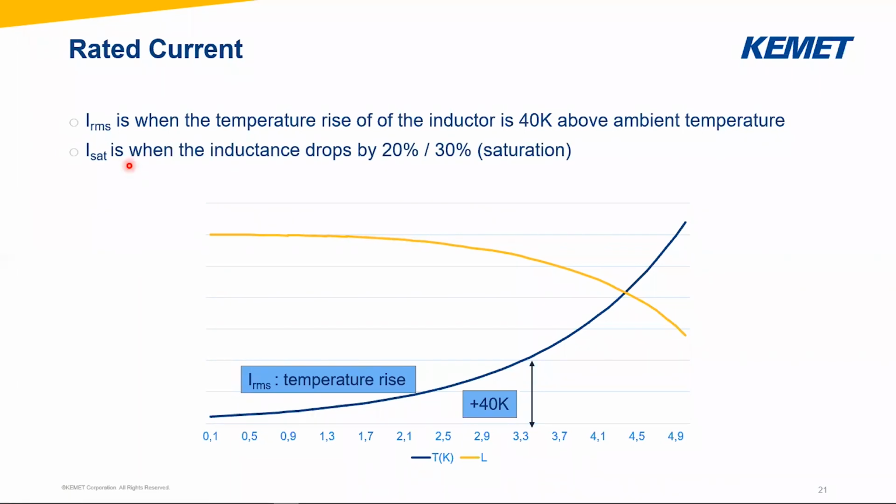The saturation current is the current at which the inductance drops by 20% or 30%. So there's one point where we measure, and we can see that at this current value, in this case 3.7 amps, we have an inductance drop of 20%. And the 30% drop would be somewhere around here, 4 point something amps. Also, this is just a point on the graph. It's no limitation, it has nothing to mean for now. And I now want to explain in more detail how to interpret it.